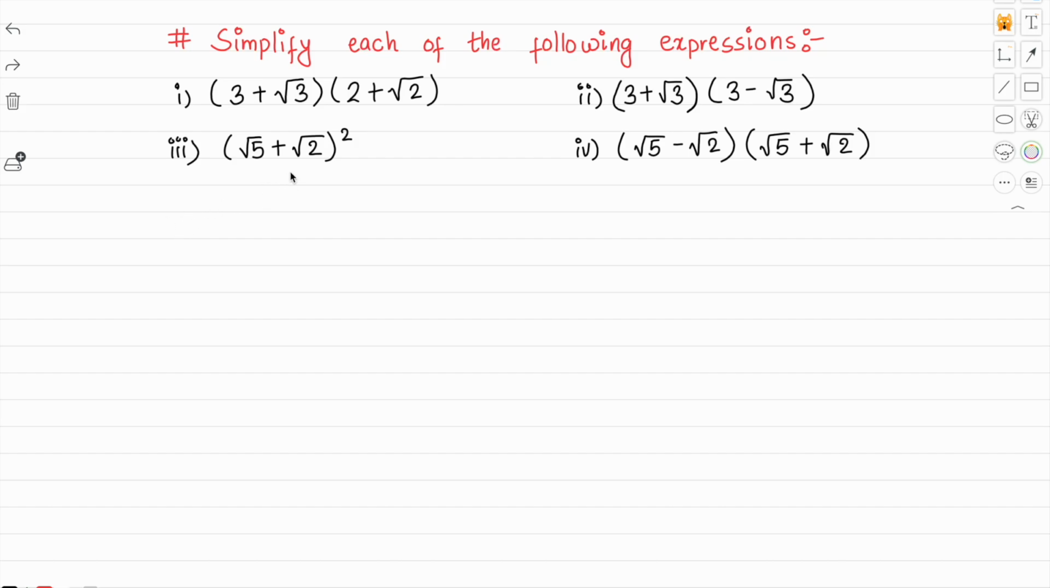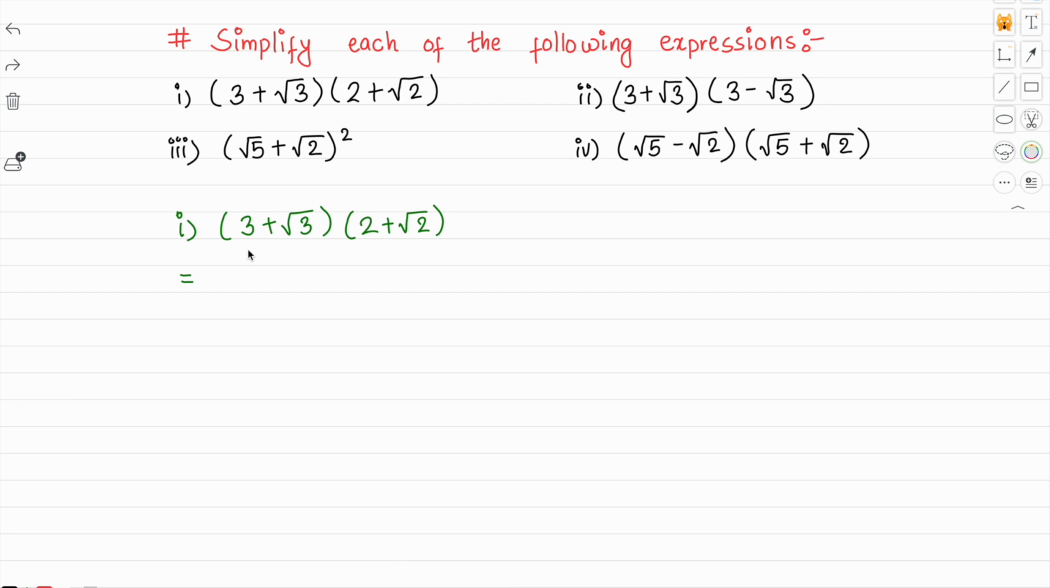Today we will learn how to simplify these type of expressions. Okay, so we'll just start with our question number 1. In our question number 1, we have 3 plus root 3, and then we have 2 plus root 2. So the way to simplify this is very simple, and it's pretty easy.